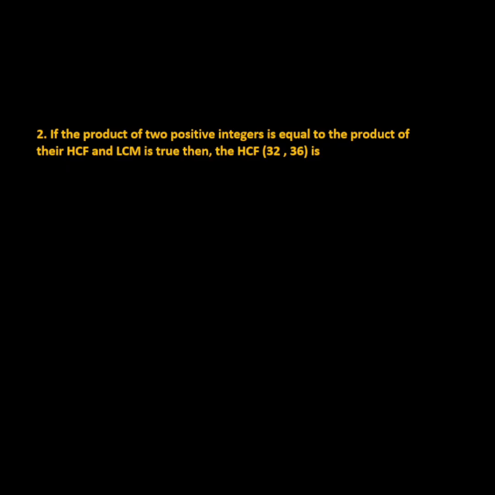If the product of two positive integers is equal to the product of HCF and LCM is true, then find the HCF of 32 and 36. In the previous sum we got the LCM of 32 and 36 is equal to 288. We know that the product of two numbers is equal to the product of the HCF of the two numbers into the LCM of the two numbers.